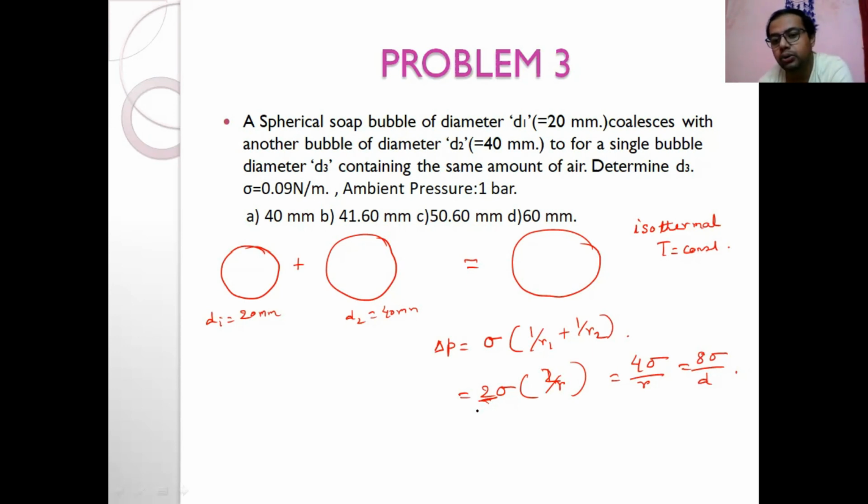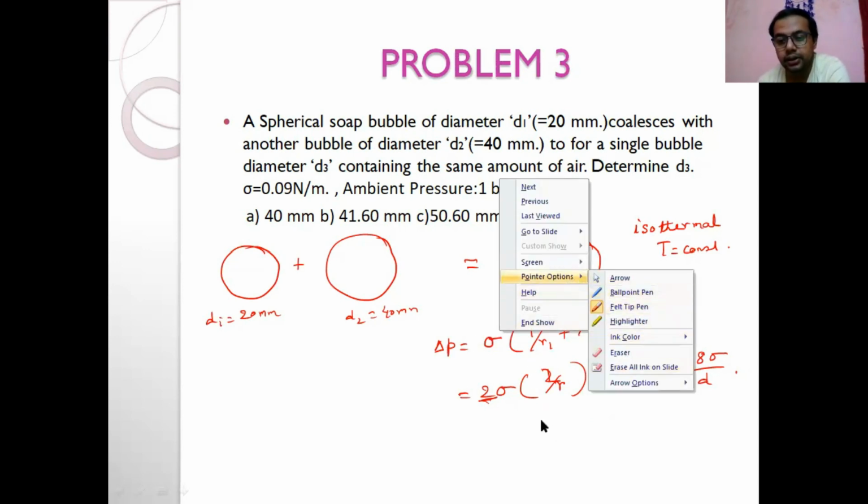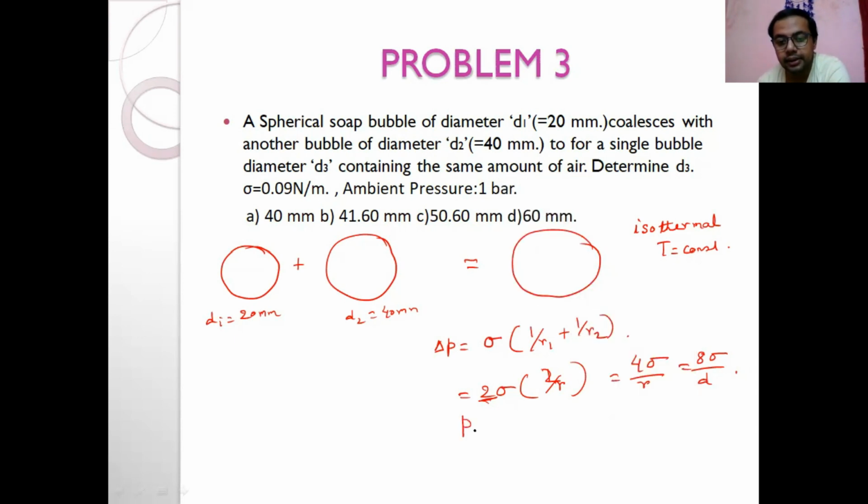And R1 and R2 are equal to R, because it is spherical in nature, so the curvature is the same everywhere, and this is the radius of the sphere. So delta P is nothing but P internal minus P atmospheric is equal to 8 sigma by D. So Pi is equal to atmospheric pressure plus 8 sigma by D. This is the case of the bubble. We'll consider this.